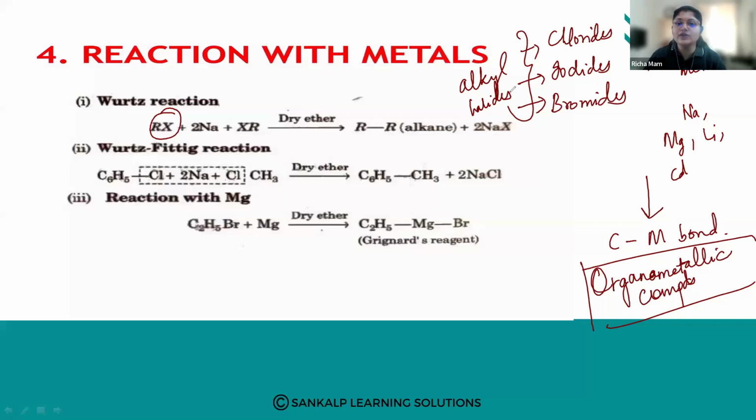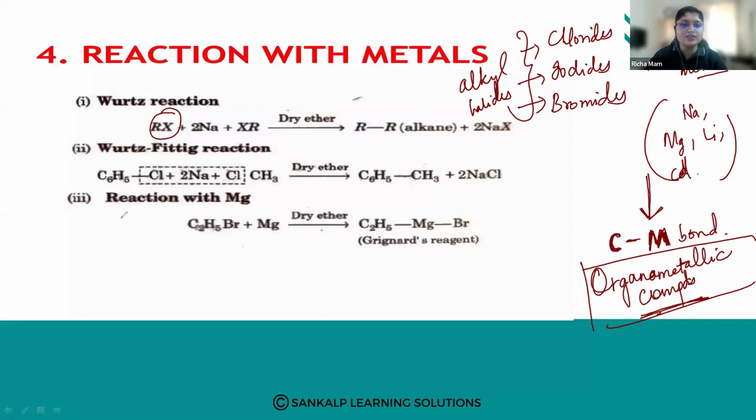So whenever different alkyl halides react with active metals like sodium, magnesium, lithium, or cadmium, they form a type of compound where you have a carbon and metal bond. And these compounds are called organo. Why? Because carbon compounds are called what? Organic compounds, right? So organometallic compounds.